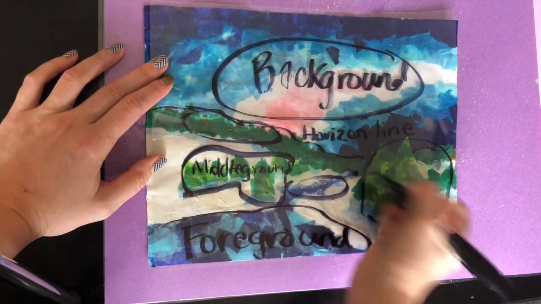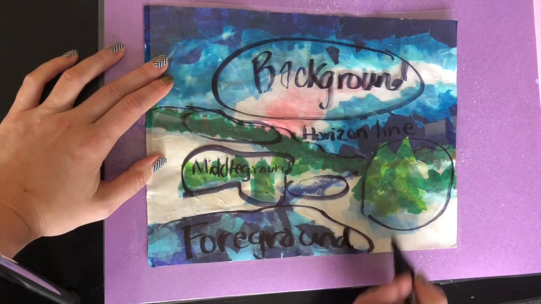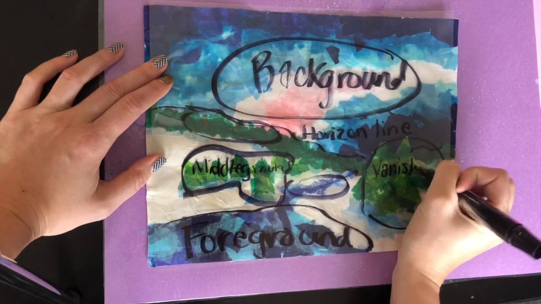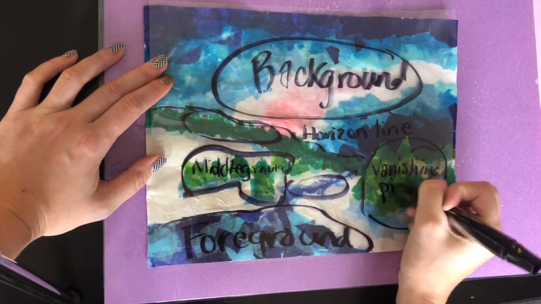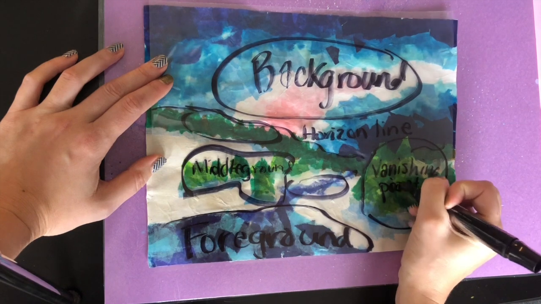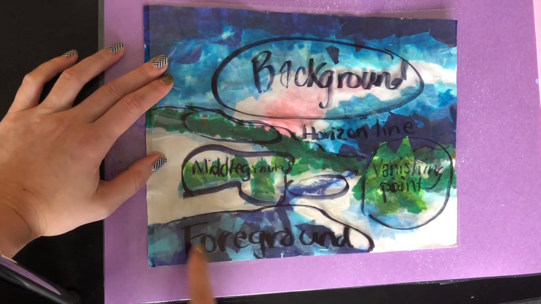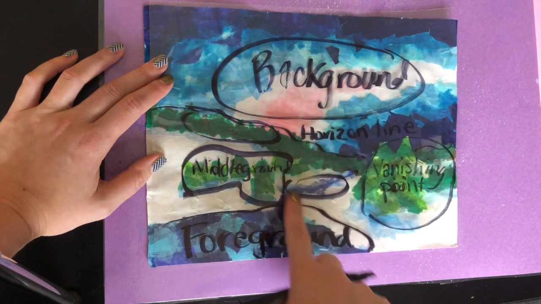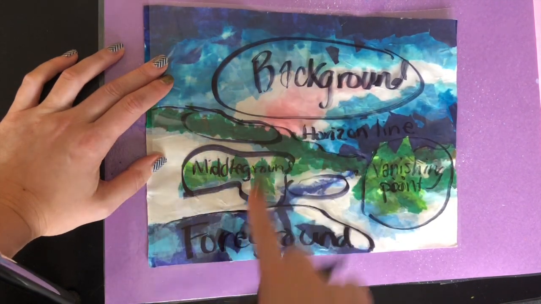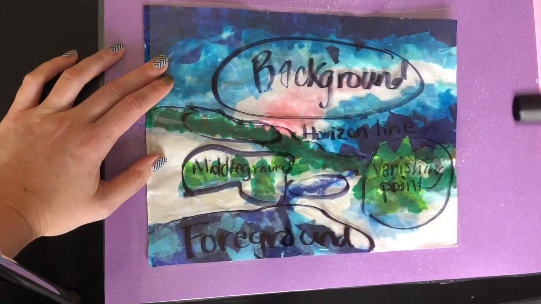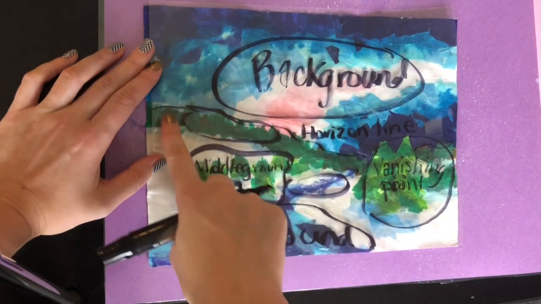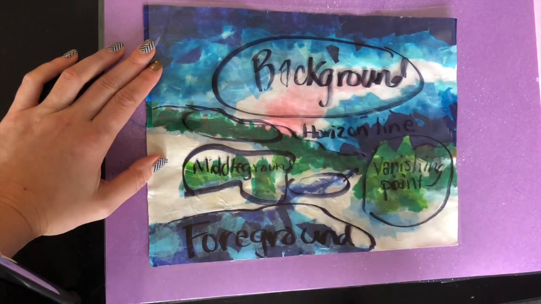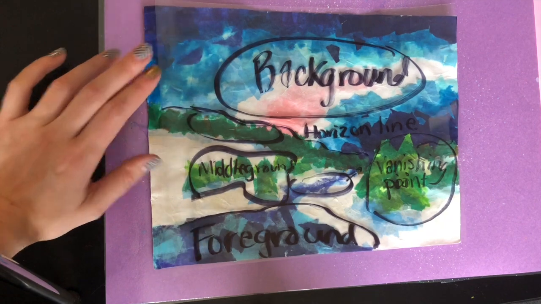Last but not least, we have this point here where this river seems to be disappearing to, and that is called the vanishing point. Oop, I spelled point wrong. There we go, let's fix it. So we have foreground, closest to the viewer. Middle ground, between the background and the foreground. Background, back far away. Horizon line, where the earth and the sky meet. And vanishing point, where things seem to disappear to.